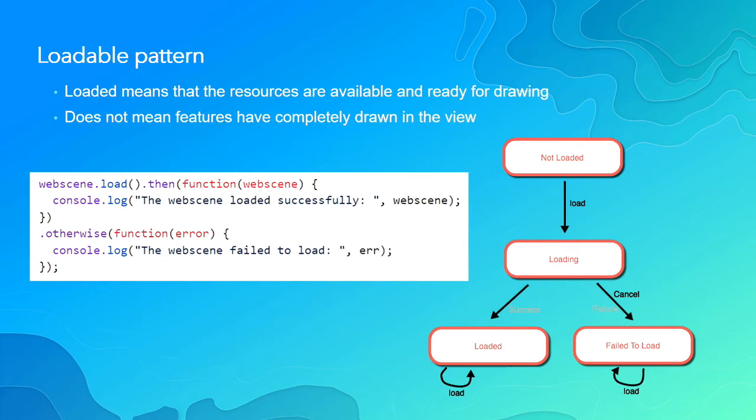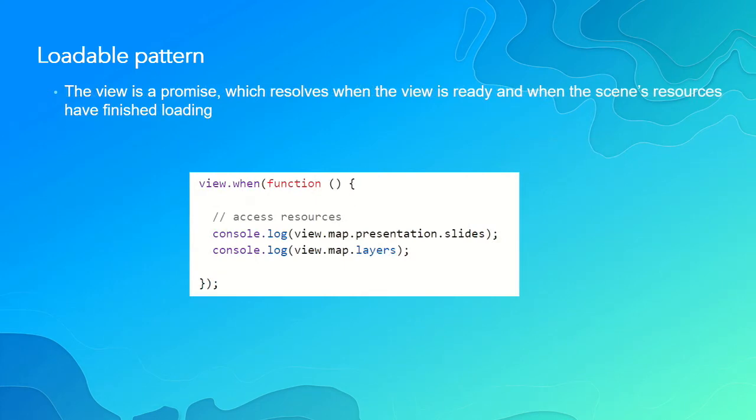You could use the load method on the web scene, and this returns a promise. If it resolves and everything was okay, the ID was correct, you can then start doing things with your scene, like accessing layers or the slides. In case it didn't load, you would get an error, and you can catch it with the otherwise method. However, I don't really use that load method. What I do is check the view, which is a promise by itself. When it's ready, that means that the scene has successfully loaded. Most of the time I just write my code where I access the properties in this view.when. That's all there is to it. That's where I can go on and grab the layers or the presentation slides.